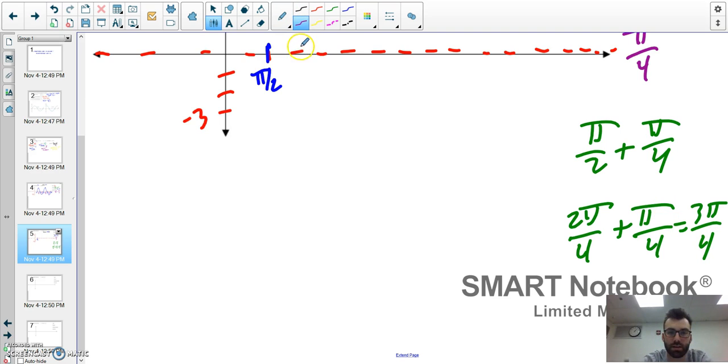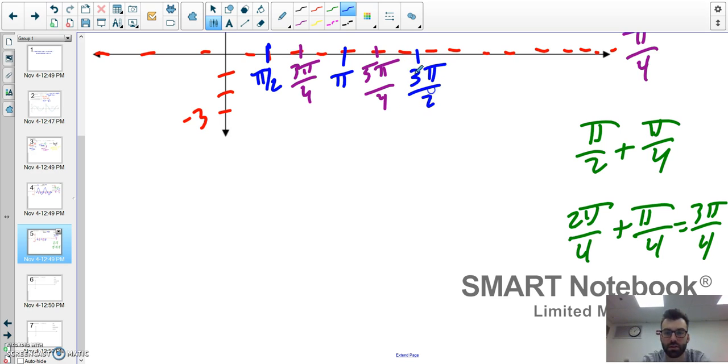And that tells me my next tick mark needs to be 3 pi over 4. Add pi over 4, that's 4 pi over 4, which is just pi. Add pi over 4, that's 5 pi over 4. Add pi over 4, that's 6 pi over 4, which is 3 pi over 2. Add pi over 4, that's 7 pi over 4. Add pi over 4, that's 8 pi over 4, which is just 2 pi. Add pi over 4 is 9 pi over 4.